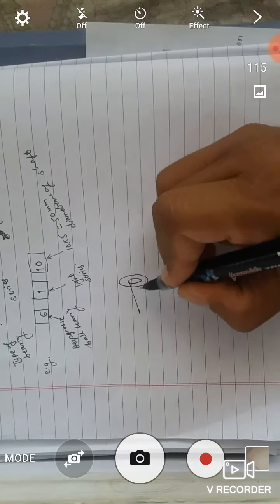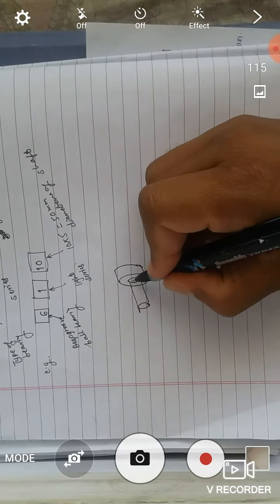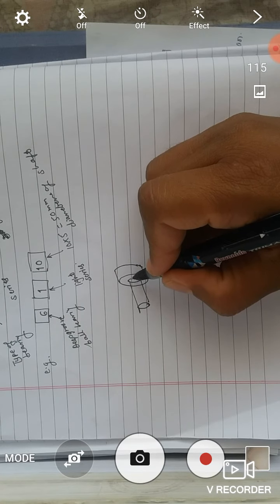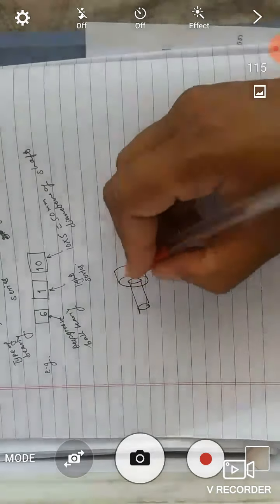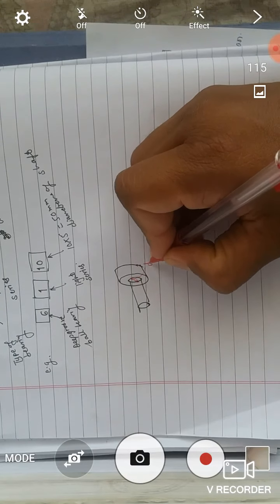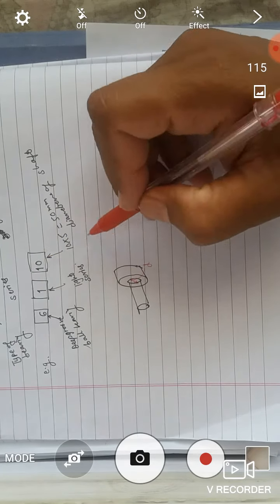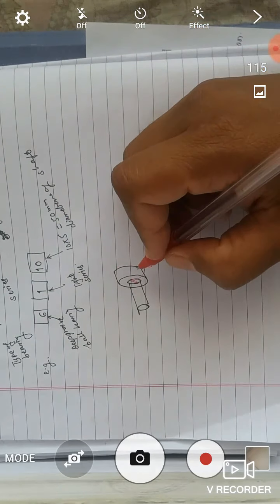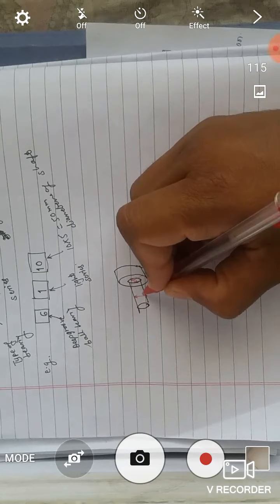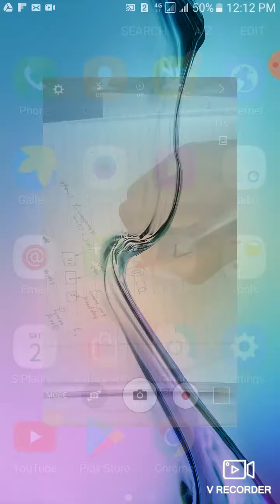So if we consider this is the bearing and this is the shaft, then this diameter, this is D, and this diameter we are getting by this number 10 into 5, that is 50 mm. So this shaft diameter and inner diameter of bearing is the same, that is 50 mm.